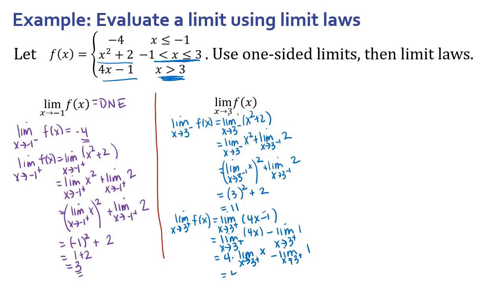And that's going to give me 4 times 3 minus 1, which is, I'm running out of space, I'm going to have to do this sideways. Don't normally do this. Which gives me 11. So from the left, I approach 11. From the right, I approach 11. So that means the limit of the function as x approaches 3 is 11, not 3.